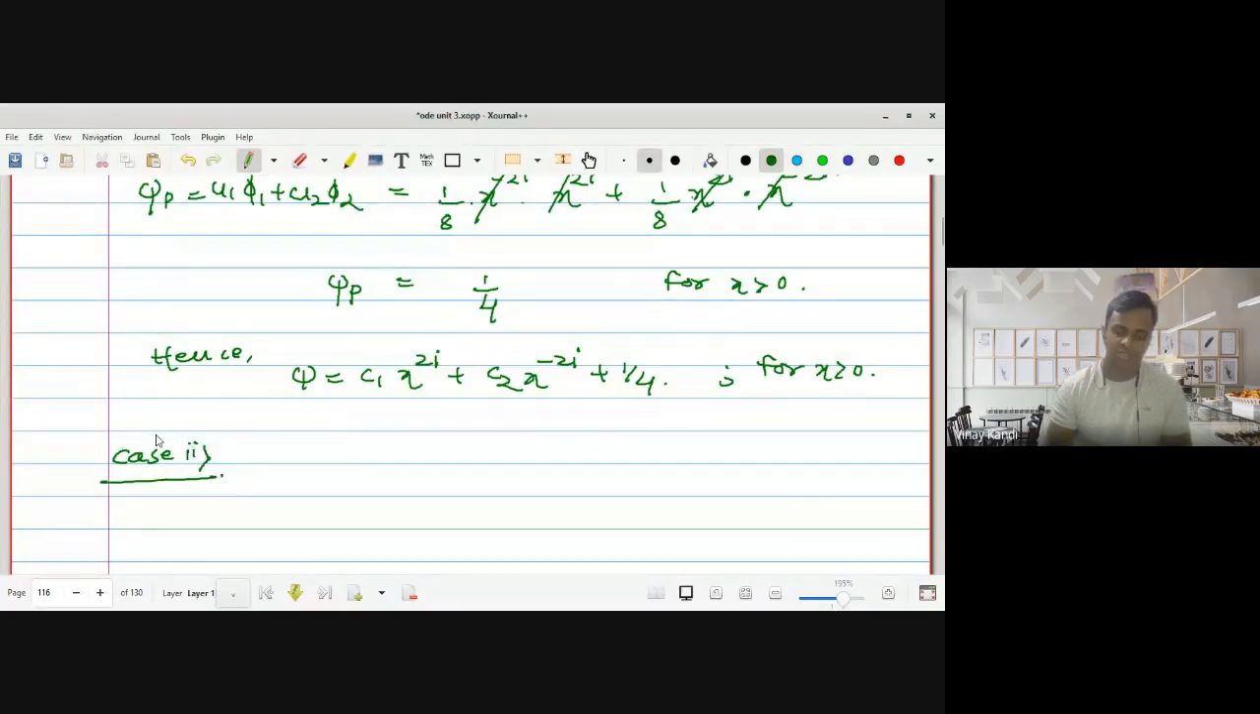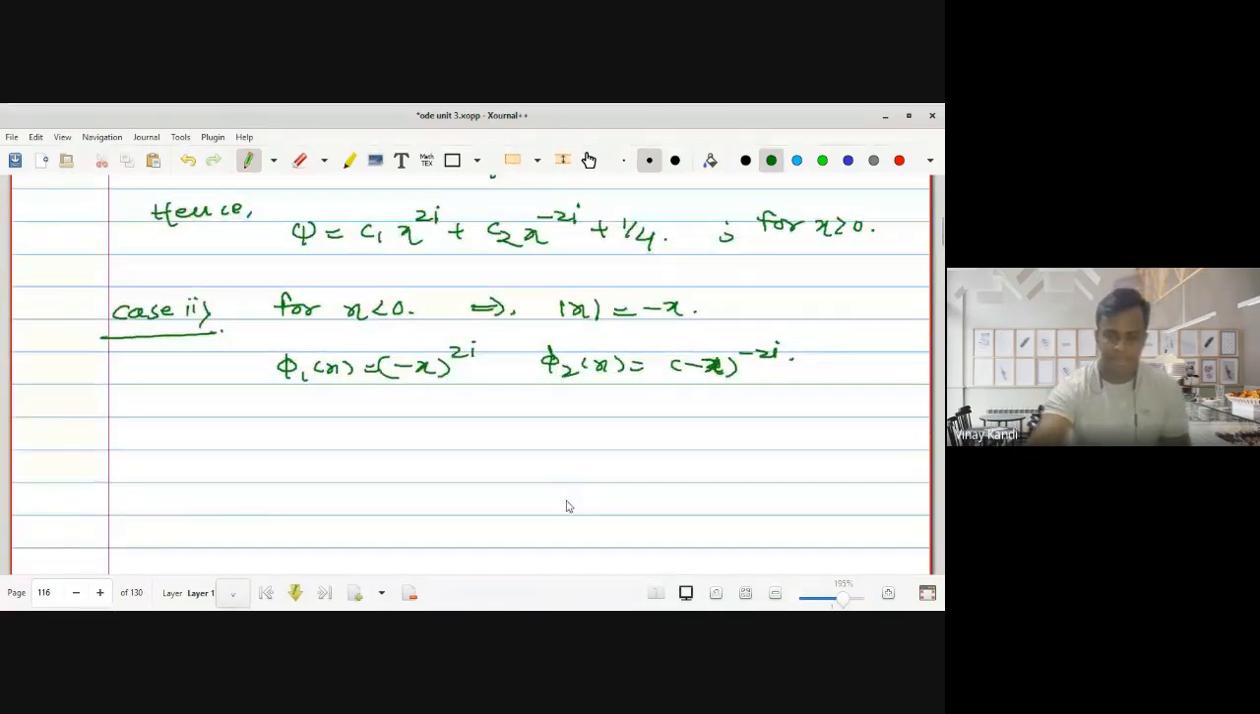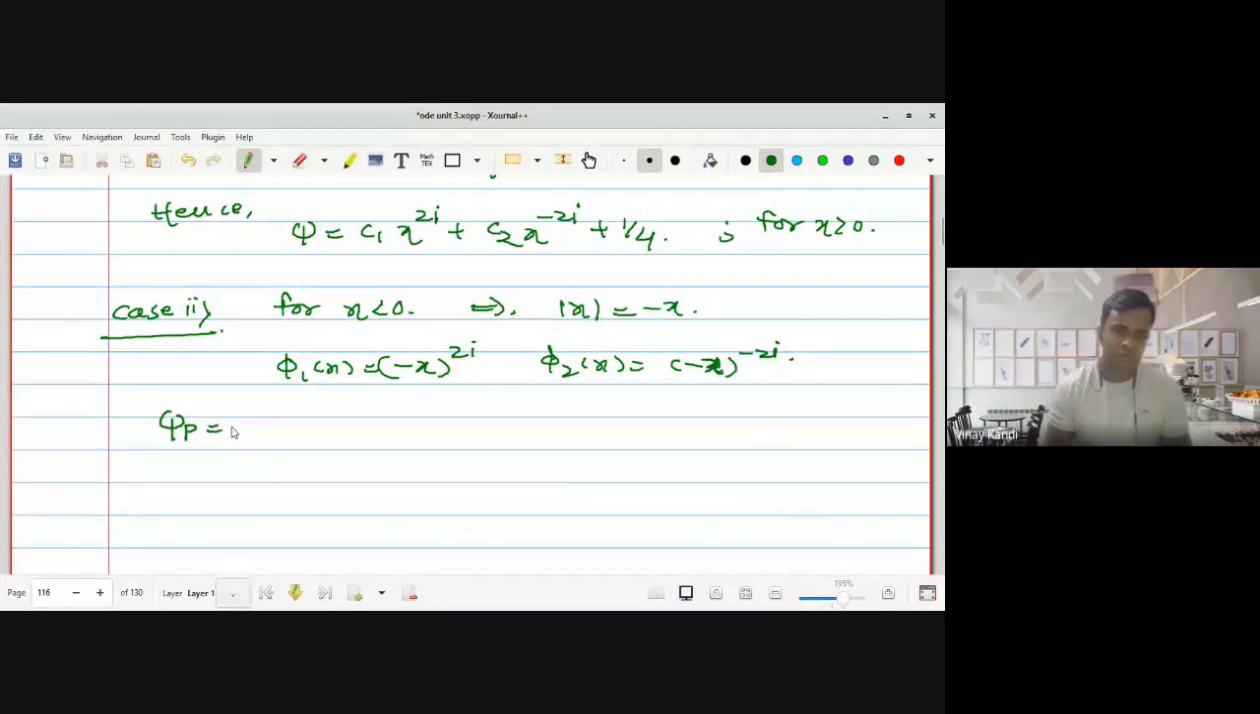Okay, what is case 2? For x less than 0. That implies x less than 0, so mod x is equal to minus x. So phi 1 of x is minus x raised to 2i, phi 2 of x is minus x raised to minus 2i. Okay, you will solve it. Yes, sir. Psi p is equal to u1 phi 1 plus u2 phi 2.